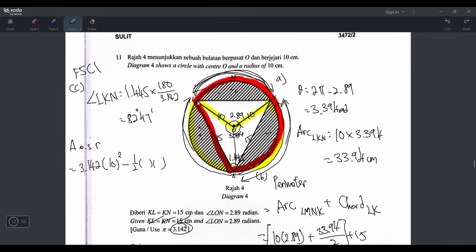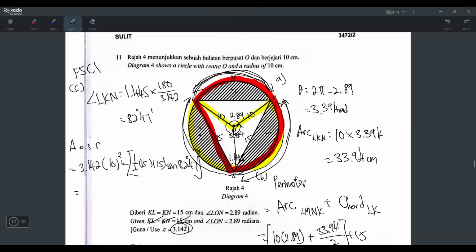And for the ab, I will not use this because I don't have the length here, but I have the 15, 15. So 15, 15, that's the two sides. And then the included angle in between is this one. And I convert to degree already, 82 degree 47. So this is how you find the area of triangle.